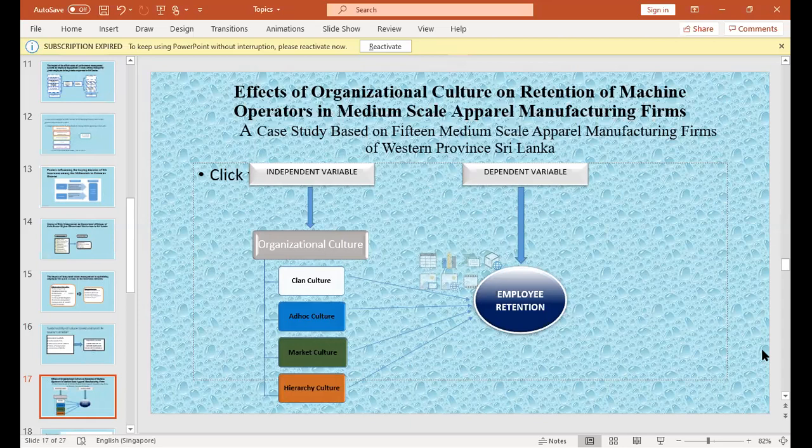When you look at clan culture, it's a culture where you find employees are treated like friends, right? Then adhocracy culture, market culture, hierarchy culture. If you take market culture, it is a culture where people are driven to achieve targets. And hierarchical culture is where you find a lot of rules and regulations. In adhocratic cultures, sometimes they look forward to innovation. So which cultures promote employees to stay more?